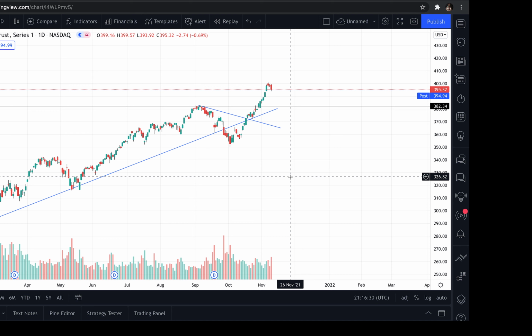So far we covered horizontal support and resistance and trendline support and resistance. So yeah, I'll see you guys in the next video.